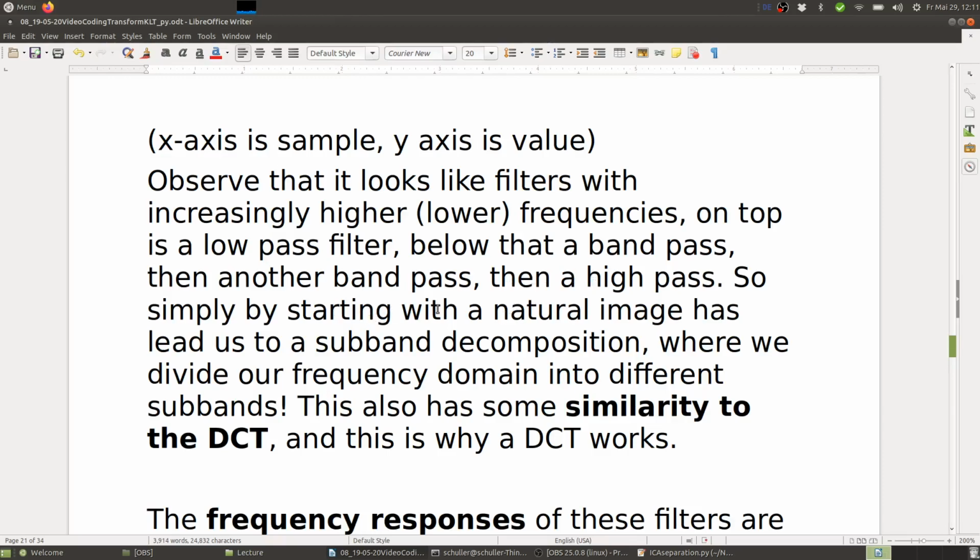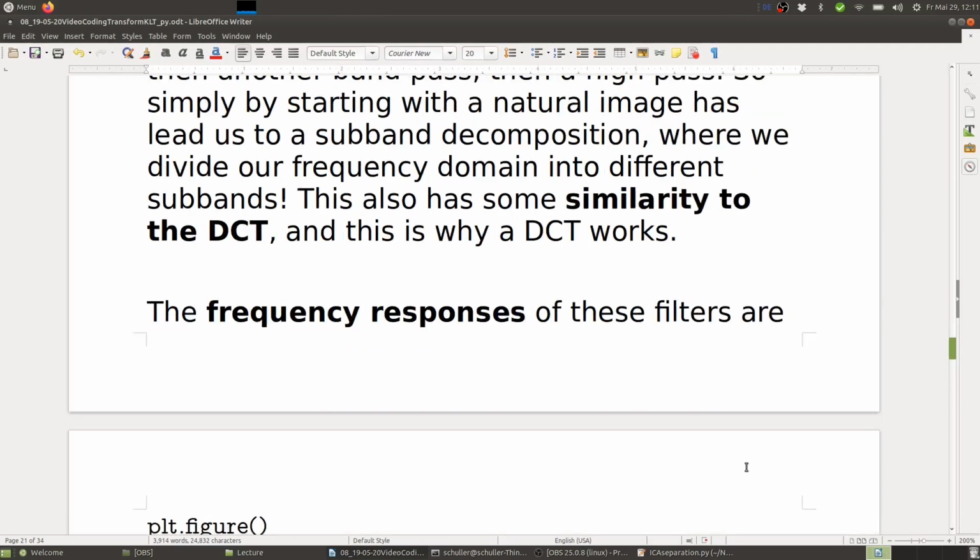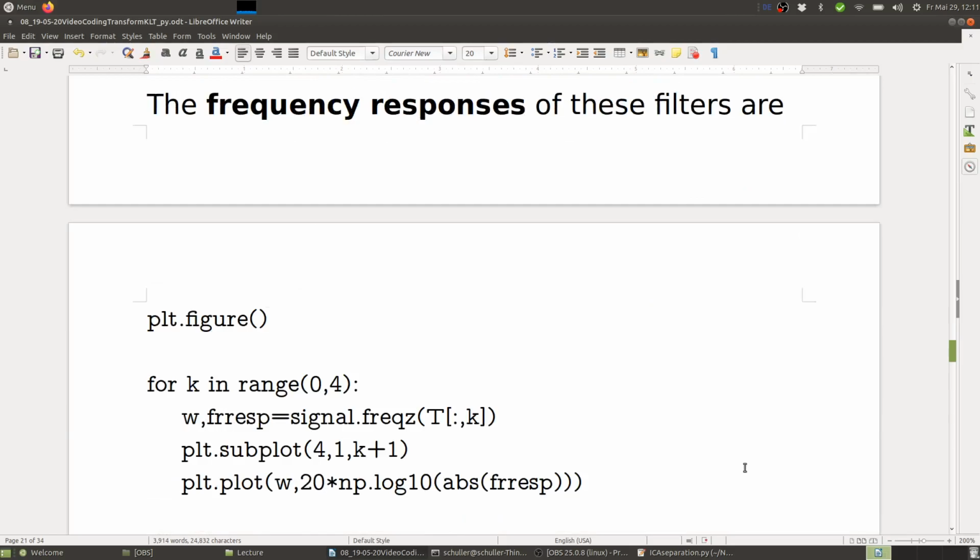So simply by starting with a natural image, we have arrived at a subband decomposition where we divide our frequency domain into different subbands. This also has some similarity to the DCT, and this is also why the DCT works. Right, so it's kind of an interesting aha effect. The KLT gives us a familiar subband decomposition like the DCT, and we just started with some natural image.